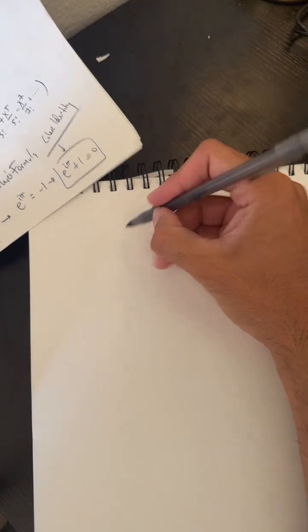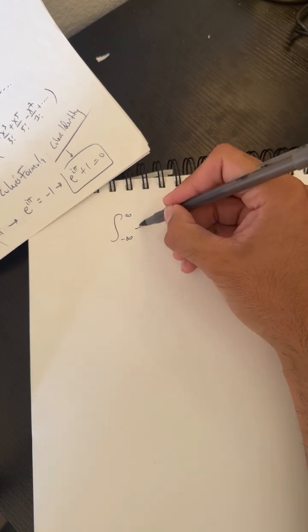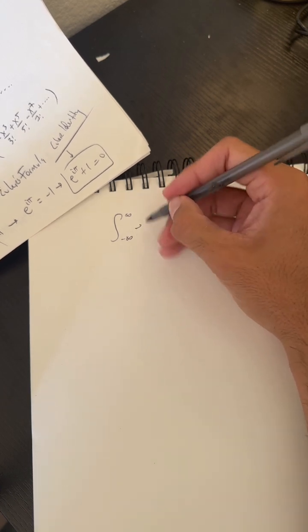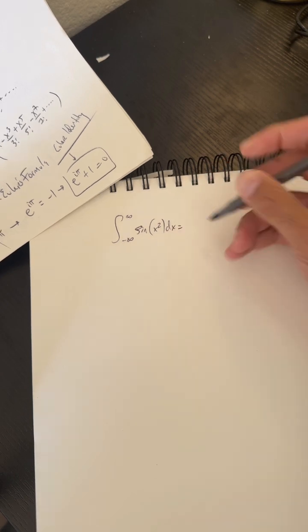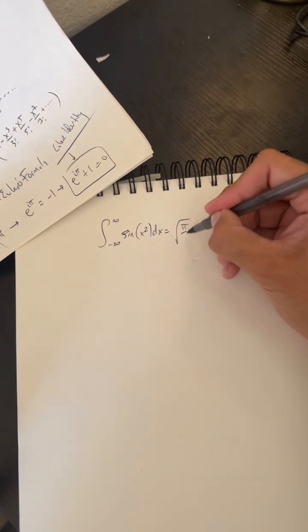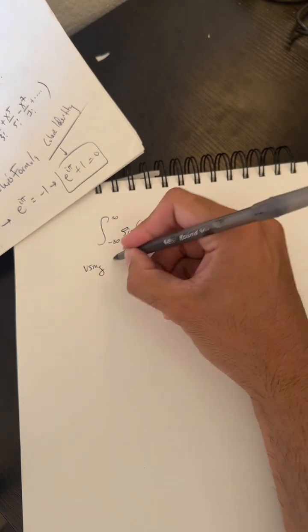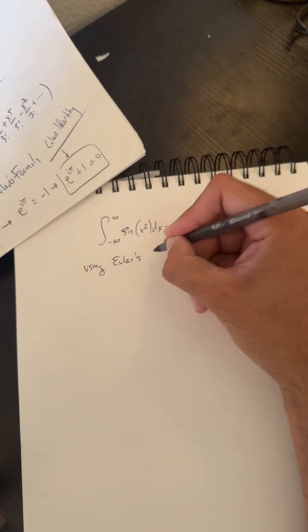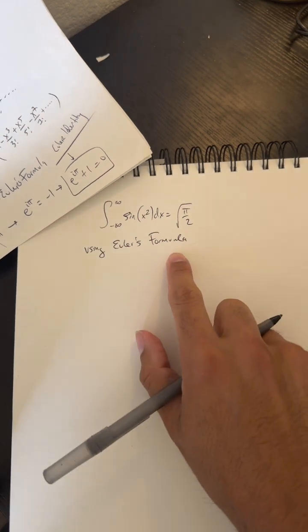Okay, so here we go. Very last one. So now we're going to go ahead and integrate this value here. The integral from negative infinity to infinity of sine of x squared dx. And we're going to show how this is root pi over 2. Okay? So we're going to say using Euler's formula. And you'll see in a second how this is going to be so powerful.